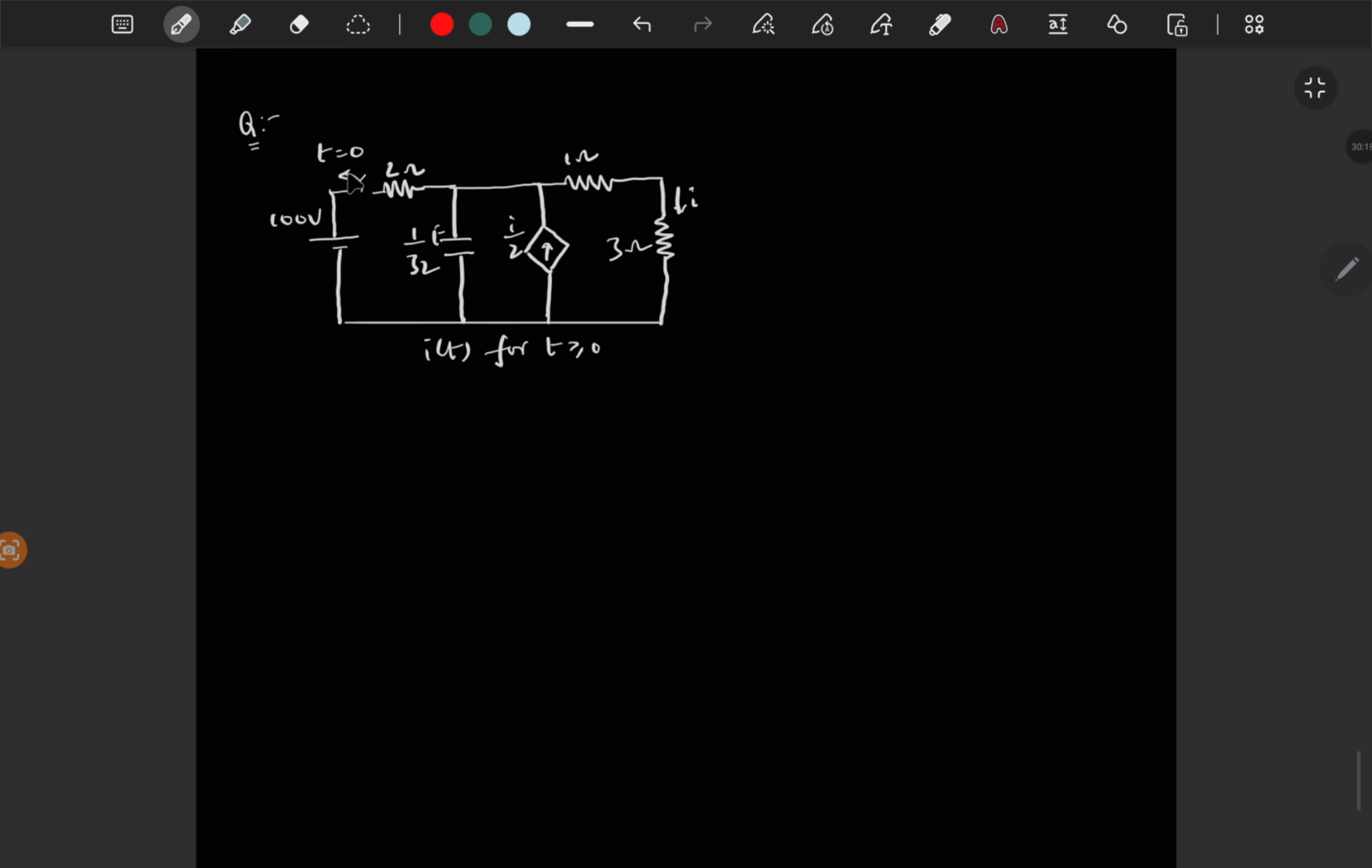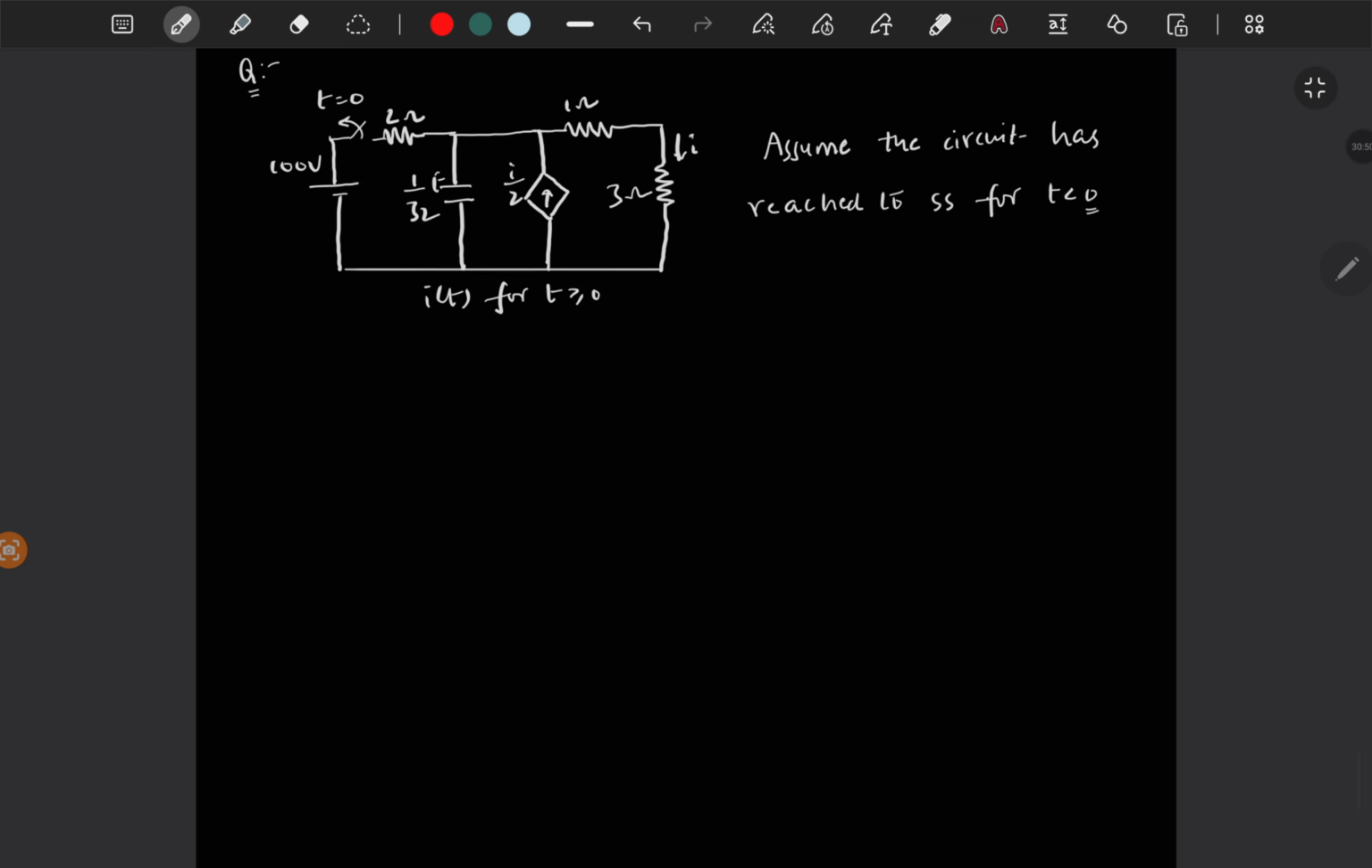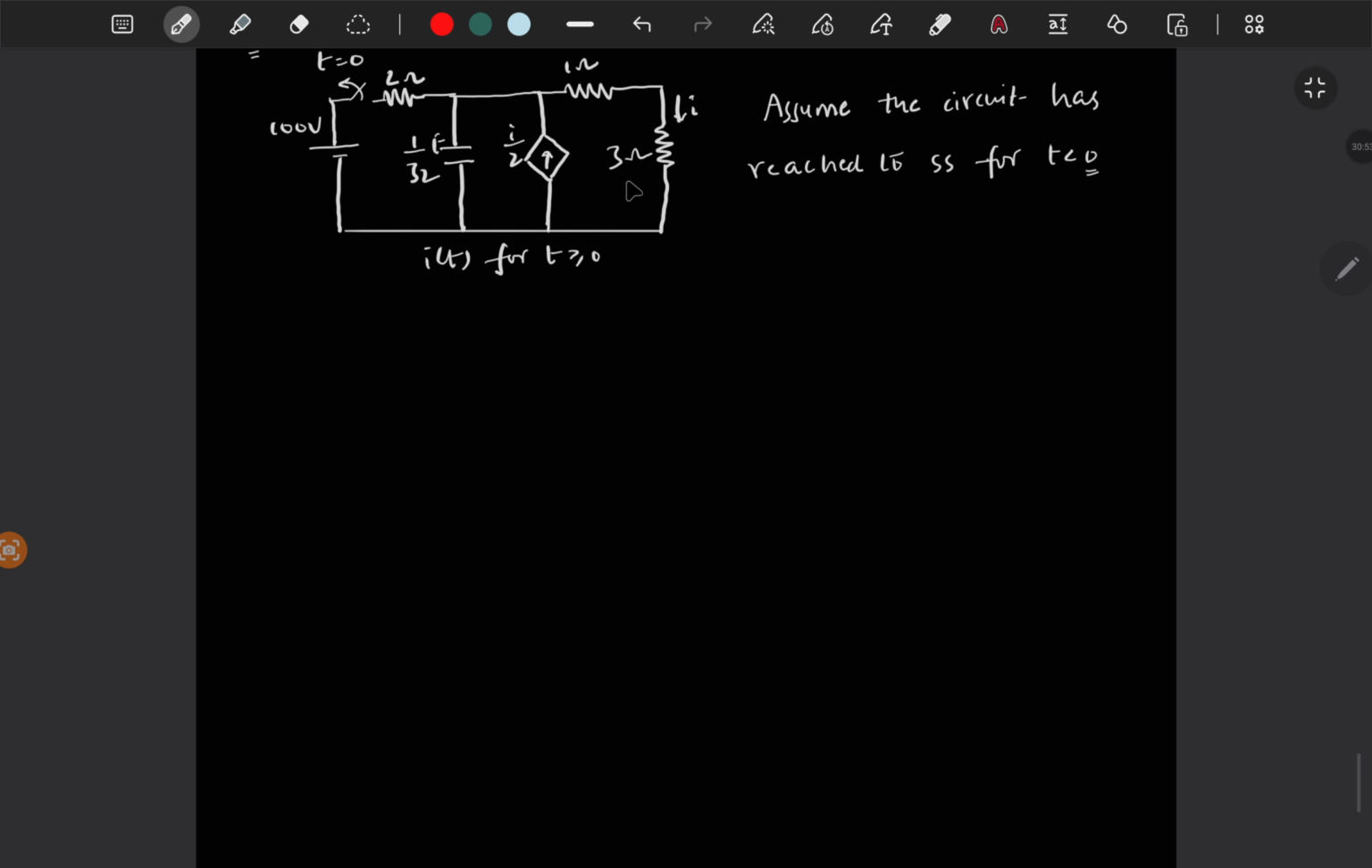So in this circuit, the switch is opening at t is equal to 0. So assume the circuit has reached steady state for t less than 0, or the switch was closed for a long time for t less than 0. So assume like that.